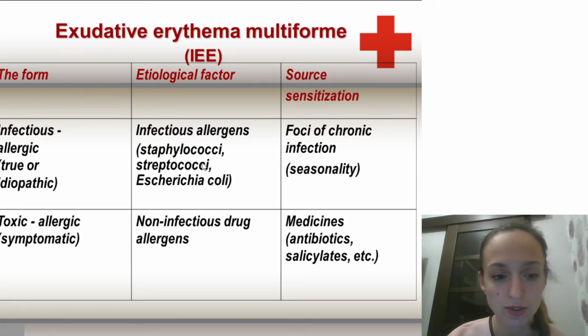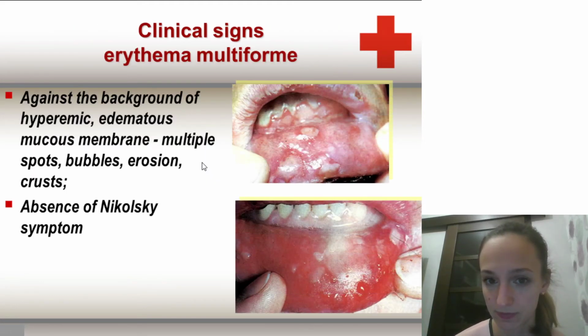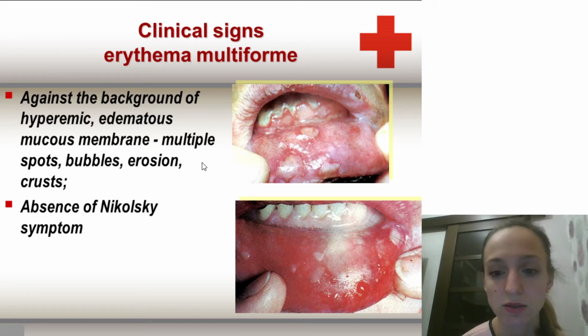Then toxic allergic, symptomatic, non-infectious drug allergens, and medications, for example, antibiotics and salicylates. Then clinical signs, erythema multiforme. Look please in these pictures. Against the background of hyperemic and edematous mucous membrane, multiple spots and erosions and ulcerative mucous membranes, and absence of Nikolsky symptom.